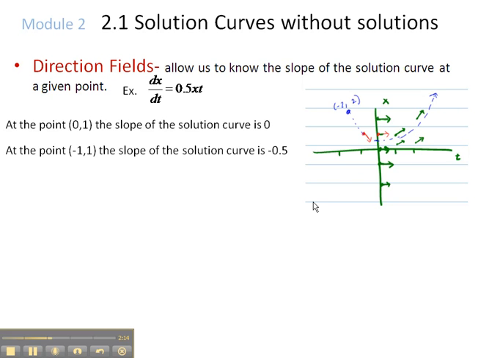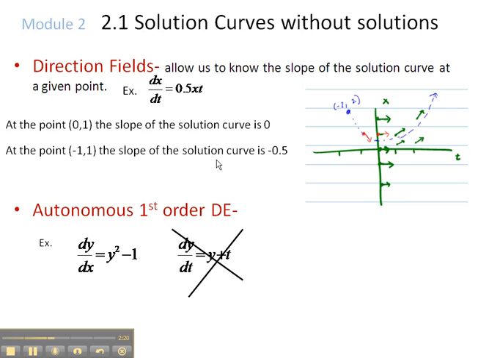The second kind of differential equation that we are going to look at are autonomous first order differential equations. By autonomous we mean that the right hand side does not have the independent variable, so it only contains the dependent variable. Here y is the dependent variable, and you can see there's a y on the right, but there's no x's. In this case there's a t on the right, and so that means that this equation here is not an autonomous differential equation.